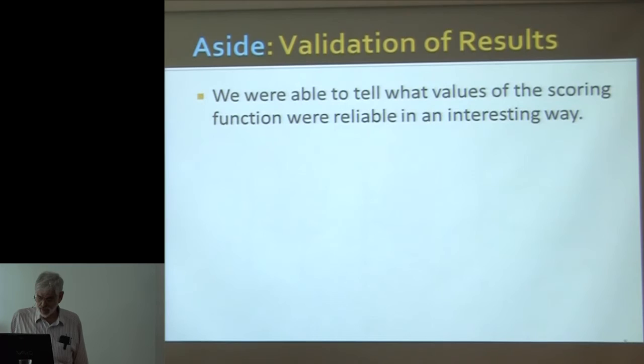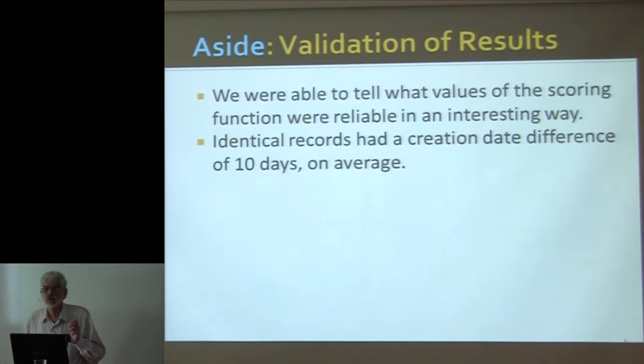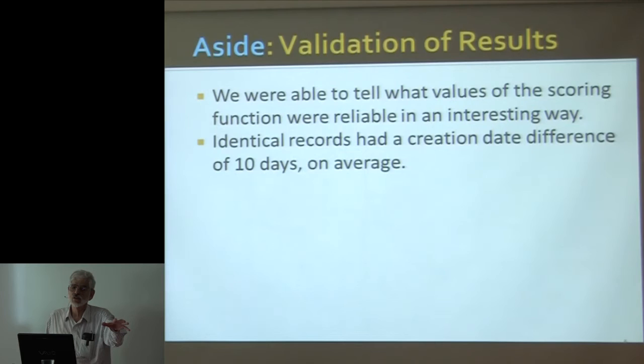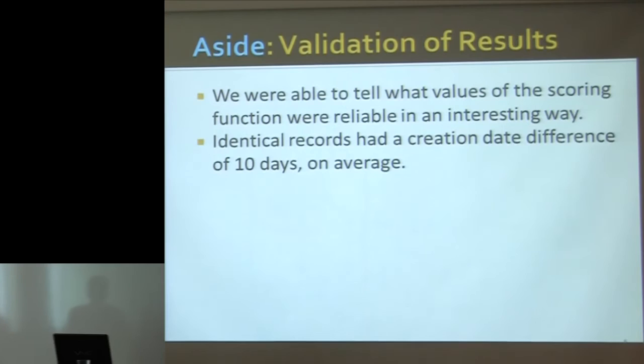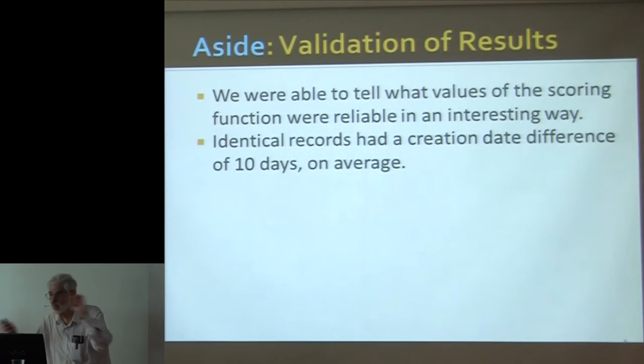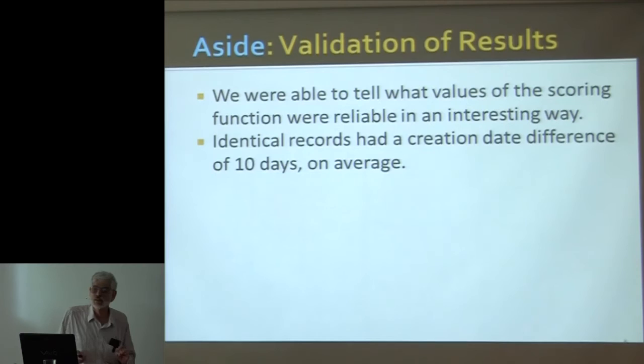How did we figure that out? Well, remember what was happening. Company A was signing someone up, and then they had to go and register with Company B to get the actual service. Now, the average time it took those people to do that was 10 days. How do we know that? Well, we have the gold standard, the 7,000 pairs that were identical, that no judge would deny represented the same people.